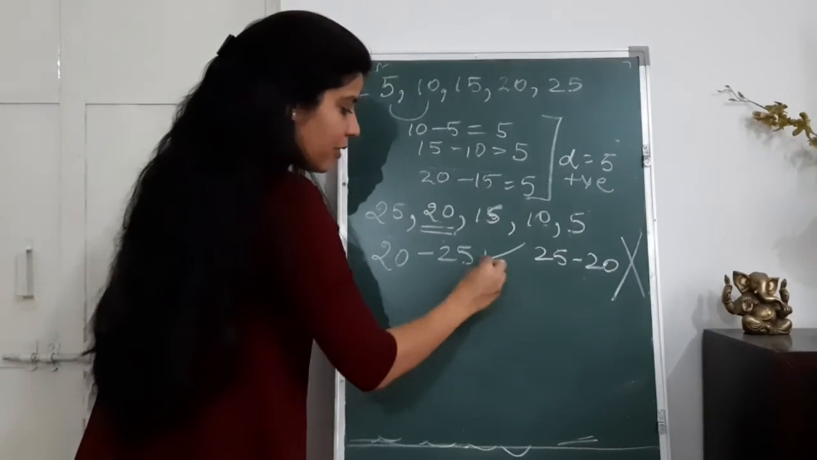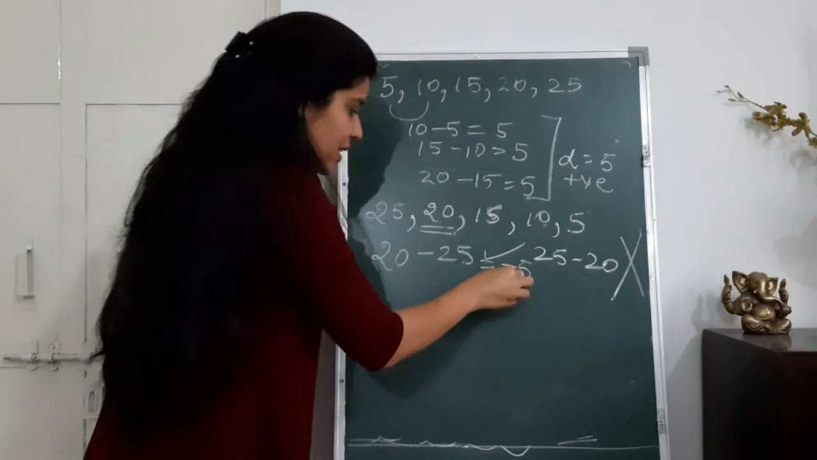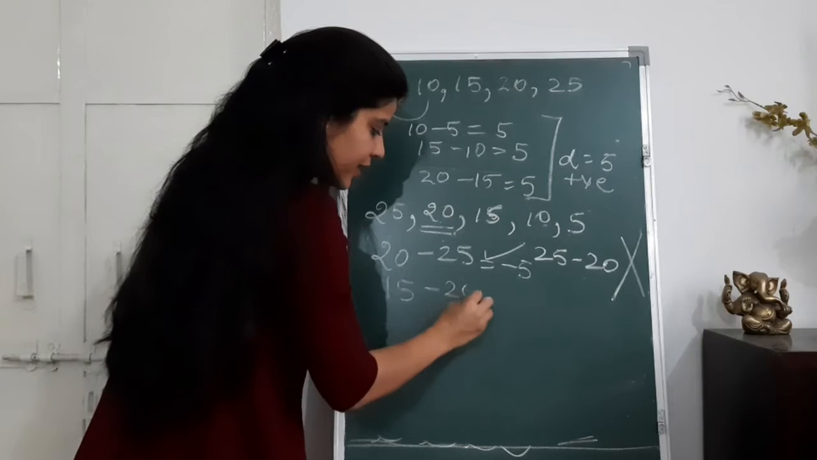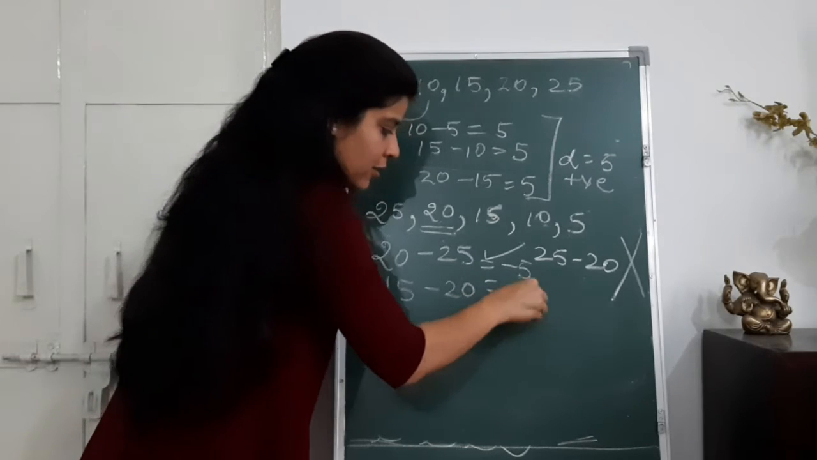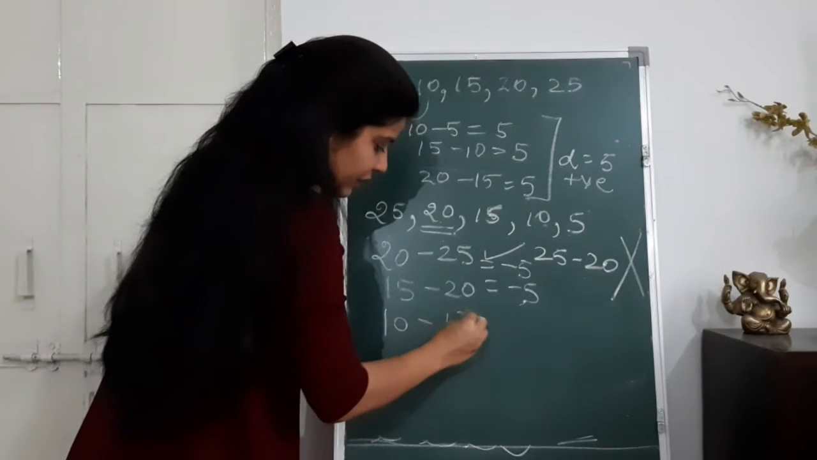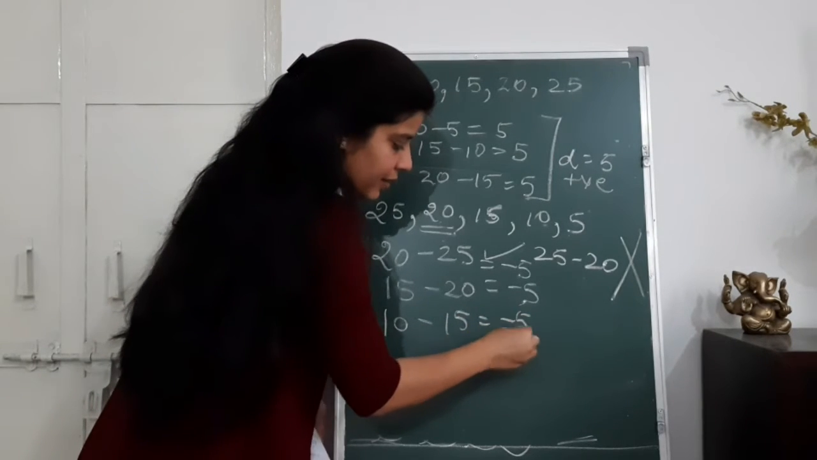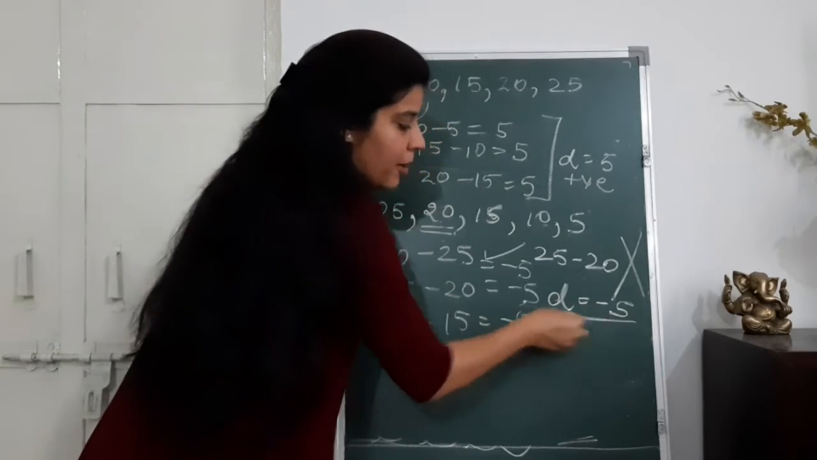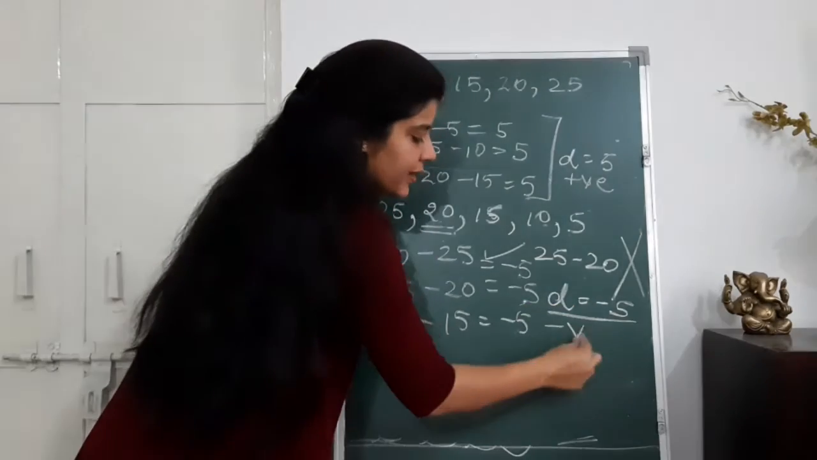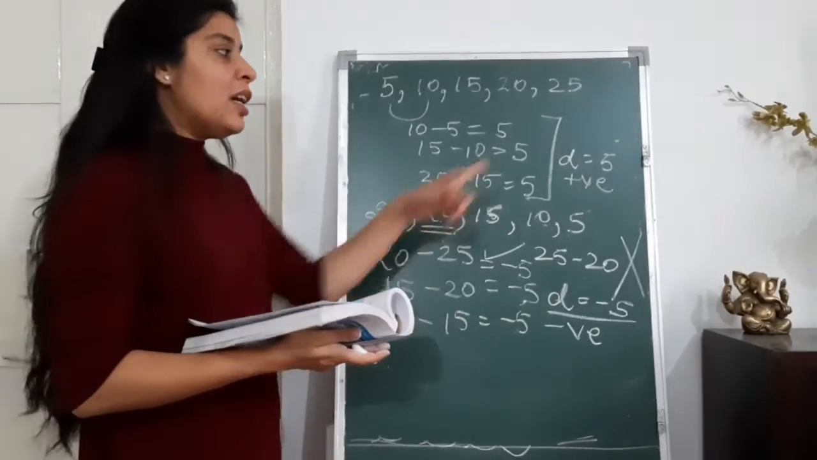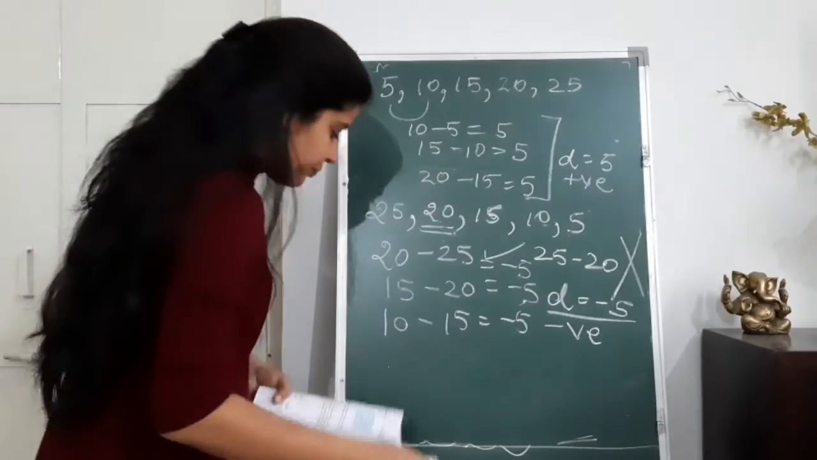So 20 minus 25 is minus 5. 15 minus 20 again is minus 5. And 10 minus 15 again is minus 5. So in this case, D is equal to minus 5, which is negative. And here D denotes, as explained previously, common difference.